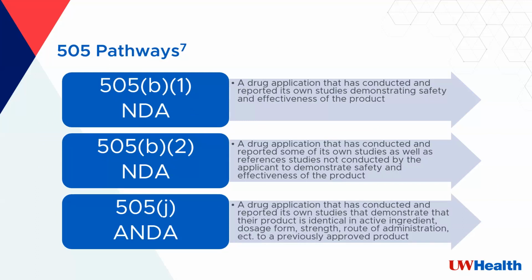So the 2 different NDA pathways, the 505(b)(1) is what we typically think about in the drug development pathway, where the product completes all of its own studies, whereas the 505(b)(2) application, on the other hand, allows drug applications to use some of their own studies, as well as to borrow studies that were not necessarily conducted by themselves that demonstrate safety and efficacy of their product.